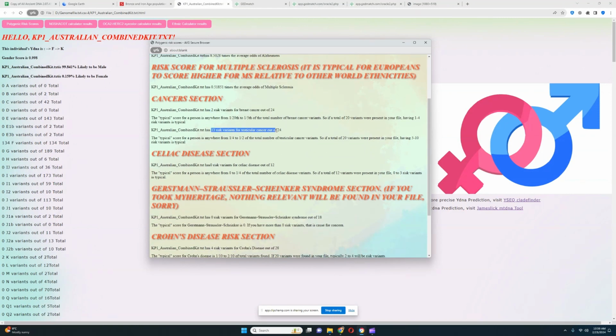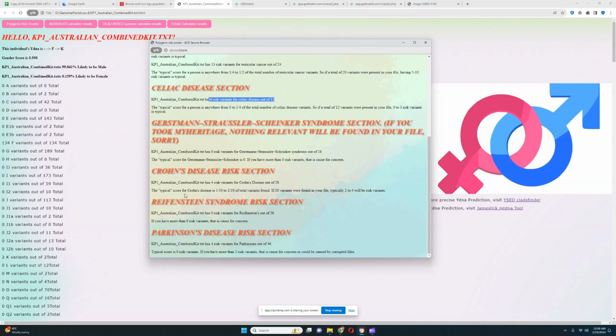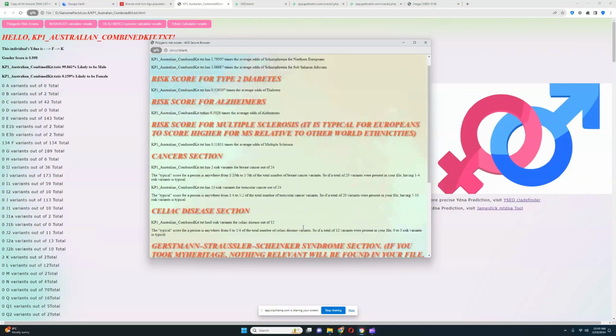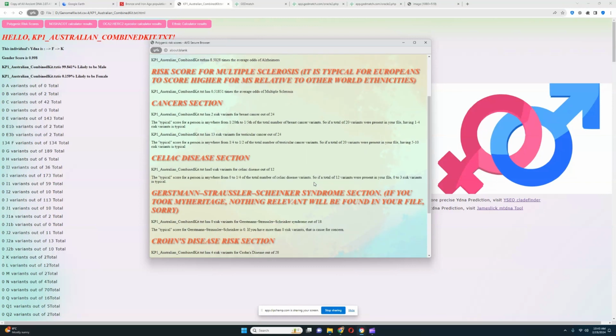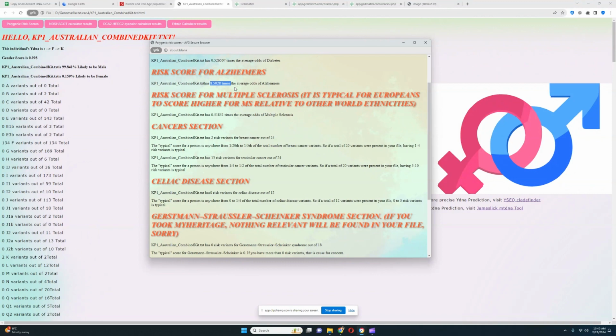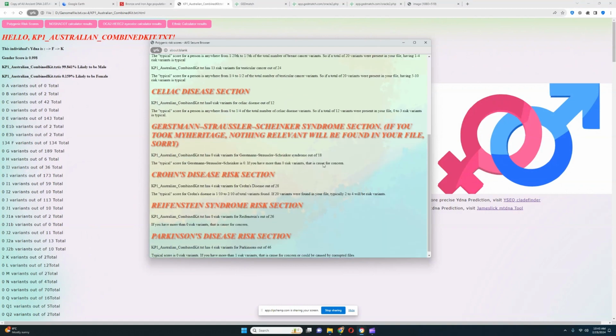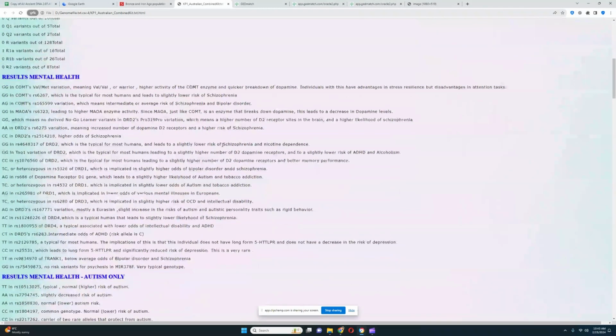This individual has 13 risk variants for testicular cancer out of 24, which is pretty typical, nothing to worry about. 0 risk variants for celiac disease out of 12, pretty typical. 0 for GSS out of 18, pretty typical. 4 for Crohn's out of 28, pretty typical once again. 0 risk variants for Riefenstein's out of 26, pretty typical once again. 4 risk variants for Parkinson's out of 46, kind of high. We have to keep in mind Parkinson's, but we can't really check Parkinson's, unfortunately, and we have to keep in mind Alzheimer's. The cool thing about the Alzheimer's prediction is we can see what contributed to the score, whereas with Parkinson's we can't.